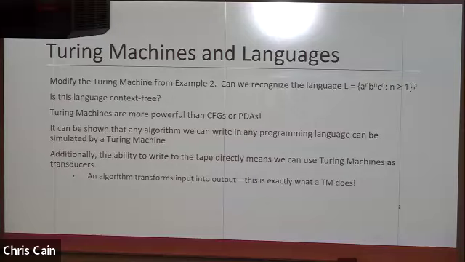It'll be a grand time. Questions before we dive in? Back into Turing machines. Excellent. Off the deep end we go.